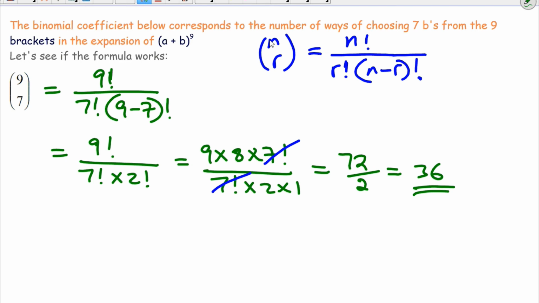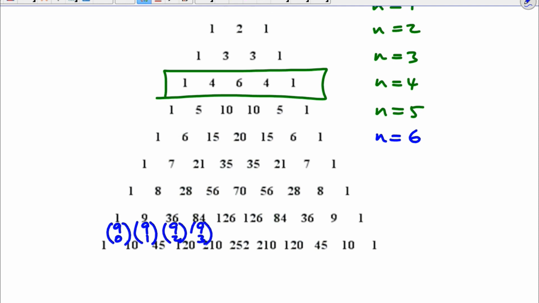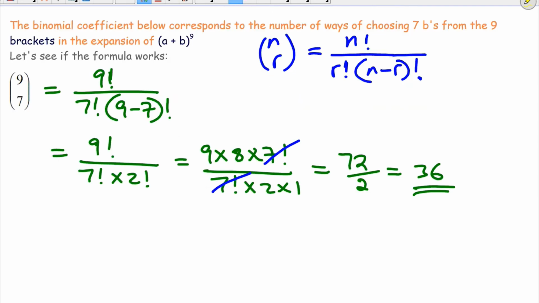We can confirm that from Pascal's triangle again. If you look at Pascal's triangle, this will be on the 9th row. This will be 9 choose 0, 9 choose 1, 9 choose 2, 9 choose 3, 9 choose 4, 9 choose 5, 9 choose 6, and 9 choose 7. And we can see that 9 choose 7 is equal to 36. So we can go back to our question and confirm that 9 choose 7 is equal to 36, because it's the same binomial coefficient if you compare with Pascal's triangle.